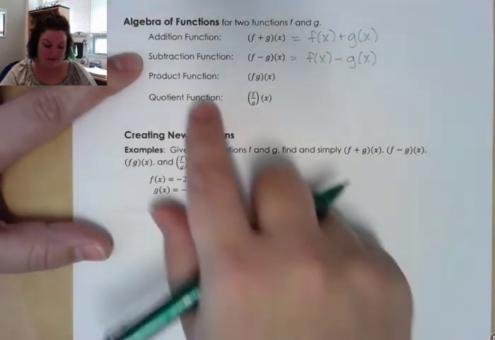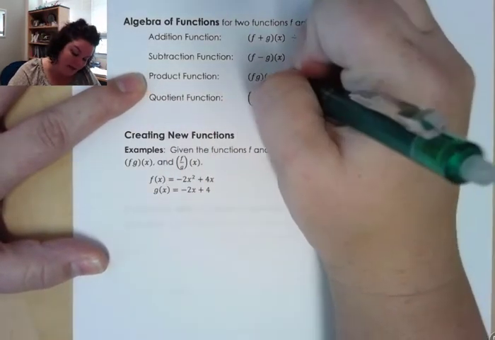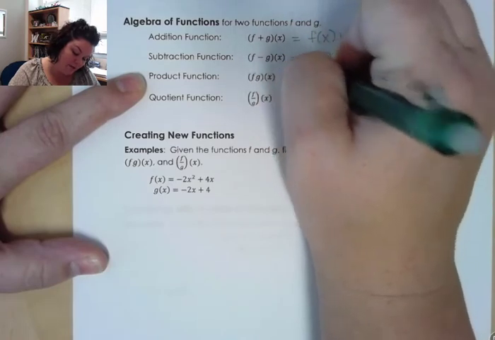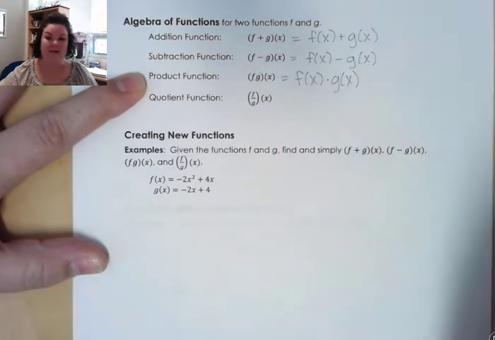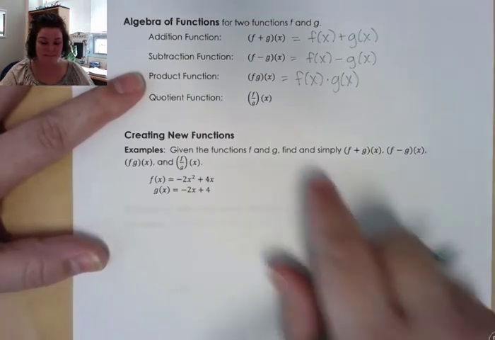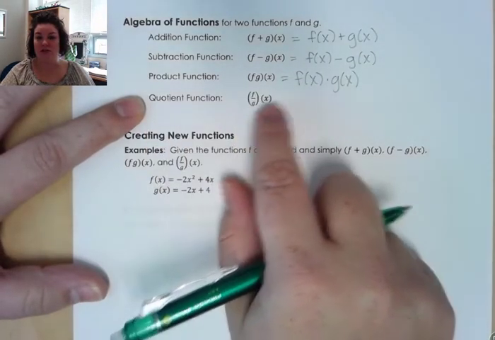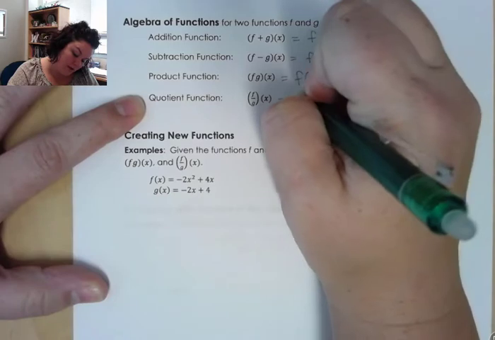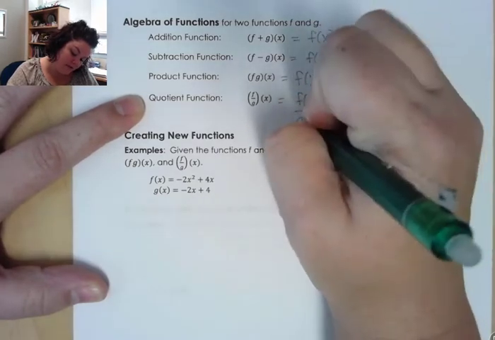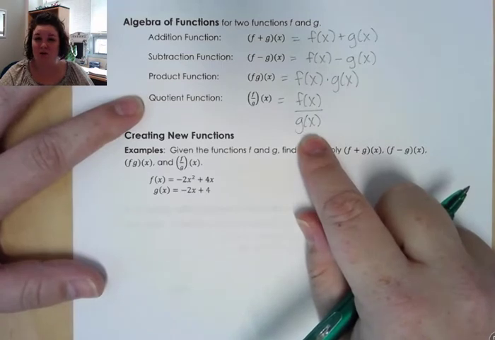Okay. Same thing with a product function. We write it as f times g of x. And this means we're taking our f of x function and multiplying it by our g of x function. Okay, so this could be maybe we have to distribute or FOIL, something like that. And then we have our quotient function, which is f over g of x. And this is where we're going to take our f of x function and divide it by our g of x.